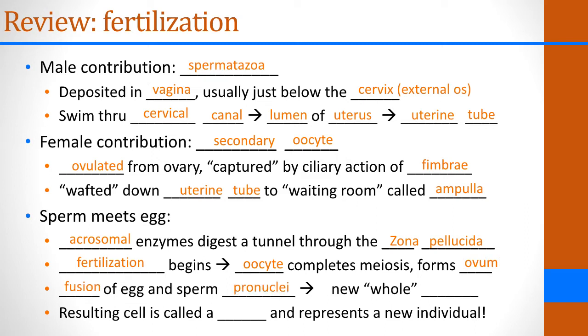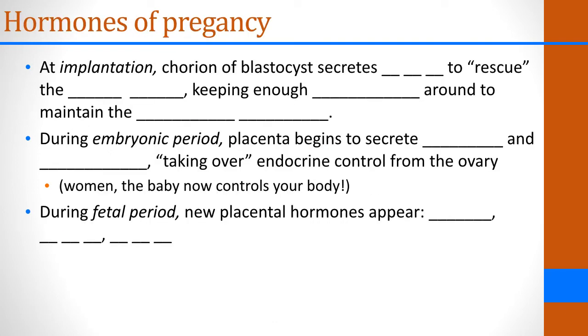Fusion of egg and sperm pronuclei will create a new whole nucleus. So this is going to be a nucleus containing 46 chromosomes. It'll be genetically complete. This results in a cell called a zygote, and this will ultimately give rise to a new person. So now let's discuss the hormones of pregnancy.